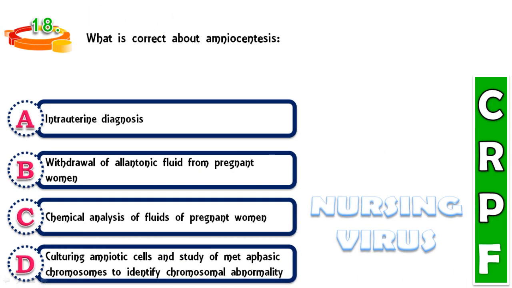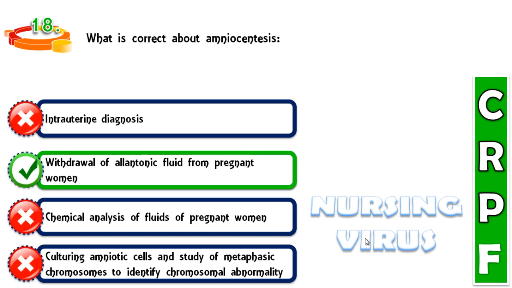What is correct about amniocentesis? That is the withdrawing of amniotic fluid. A. Intrauterine diagnosis. Withdrawal of amniotic fluid from a pregnant woman, and chemical analysis of the fluid. Culturing amniotic cells and the study of metaphase chromosomes to identify chromosomal abnormality. So the correct answer is withdrawal of amniotic fluid from a pregnant woman.